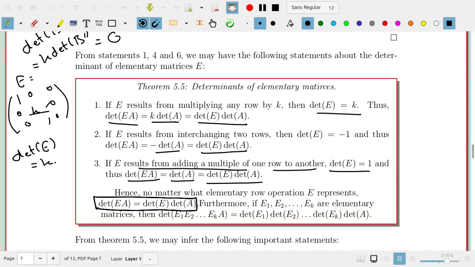And of course, we can extend that to an arbitrary number of elementary matrices: the determinant of E1 E2 ... Ek A equals the determinant of E1 times the determinant of E2 ... times the determinant of Ek times the determinant of A. Now this theorem will actually be used to prove very important statements about determinants.